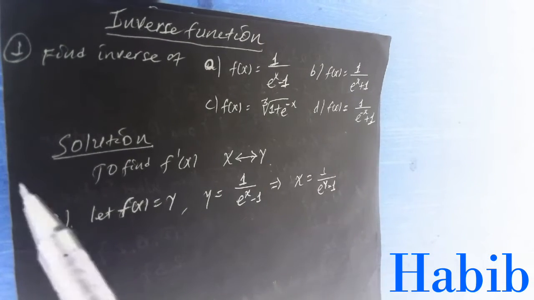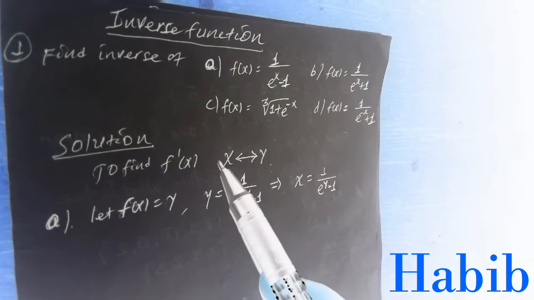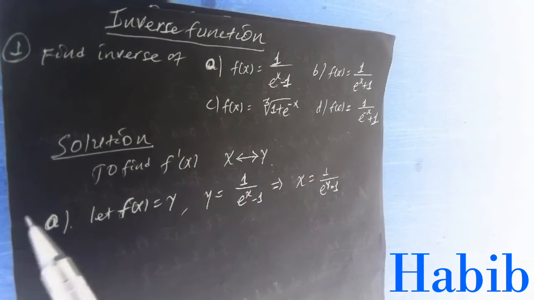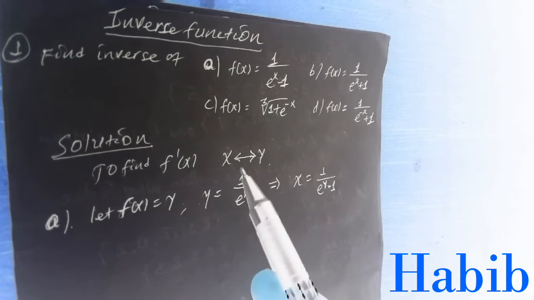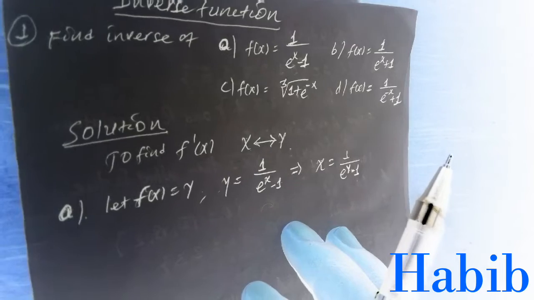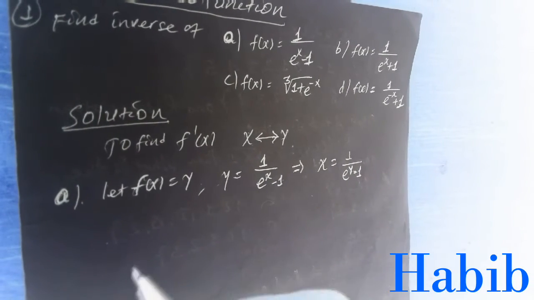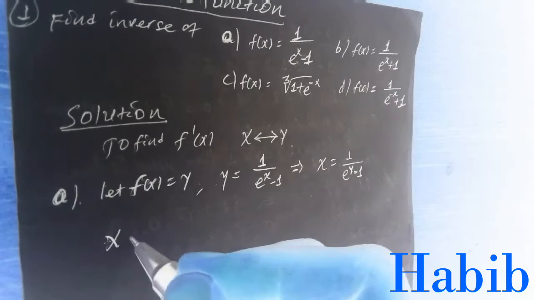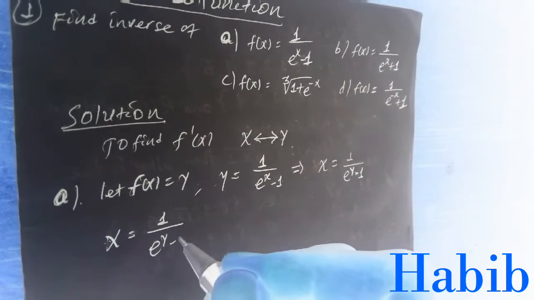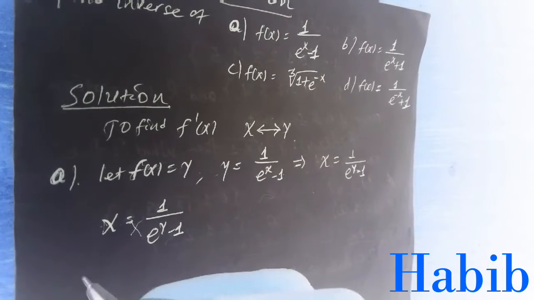Inverse of a function, under these four examples, especially exponential functions. To find f inverse of x, we simply interchange x and y. For example, the first example: when you interchange x and y, we get x equals 1 over e raised to y minus 1.